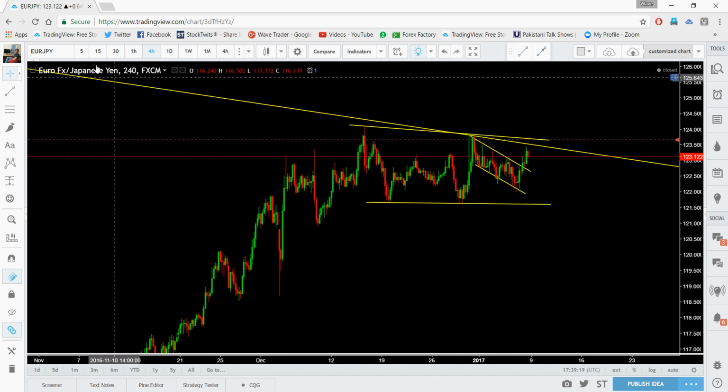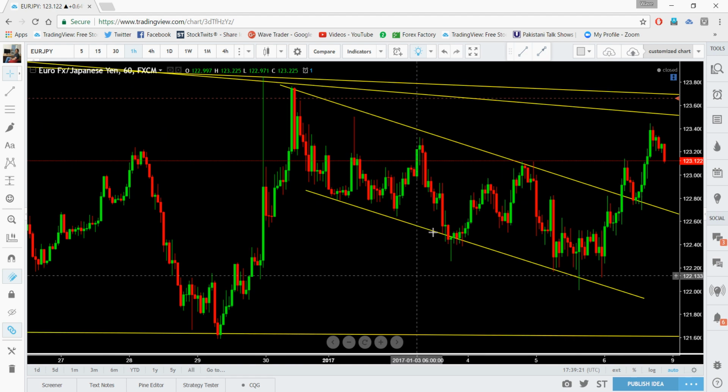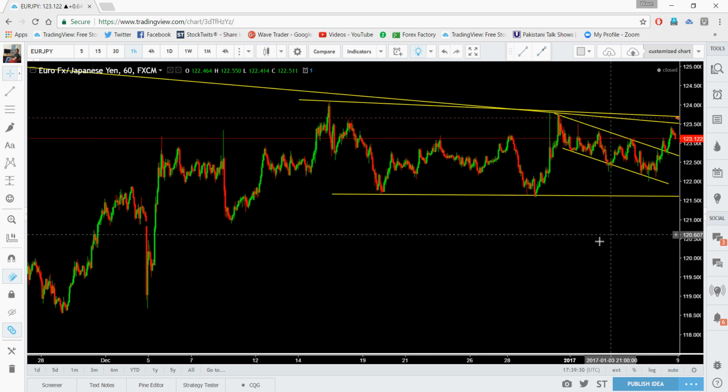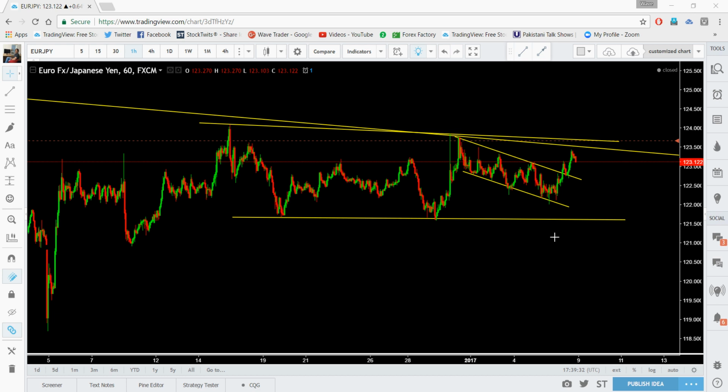If you are holding your trade for a short period of time, then you can see price running within the flat channel. You can buy and sell within the flat channel for a short period of time. Sell here, buy here, sell here, buy here, as long as price is running within this flat channel.